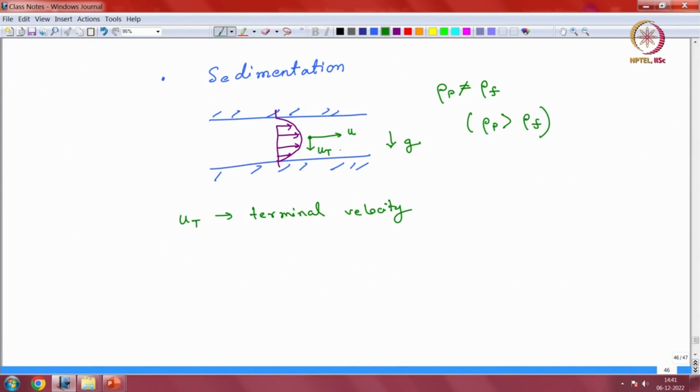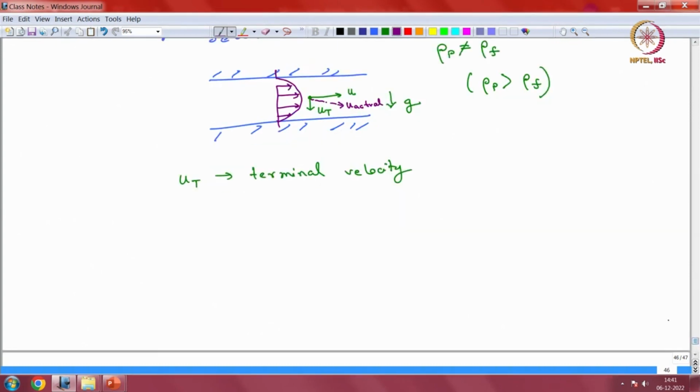So, this particle will have a terminal velocity in this direction, and it also has a velocity in that direction. So, its actual velocity, if you add the vectors, is going to be slightly off, right. So, this is your u actual. This also can interfere with your experiments and the tracer particles' ability to follow the fluid.